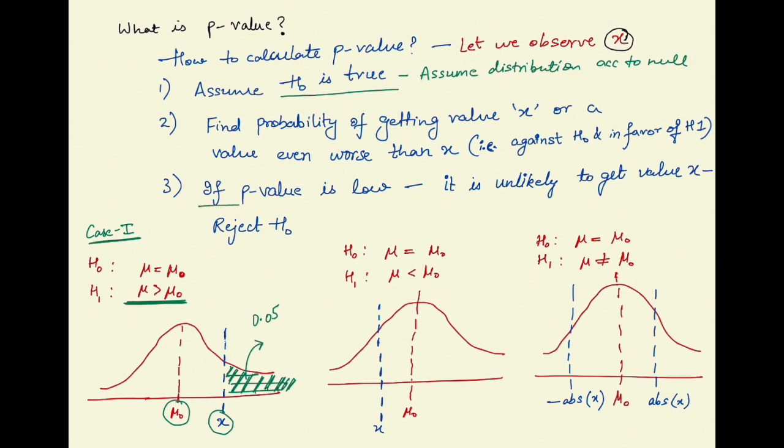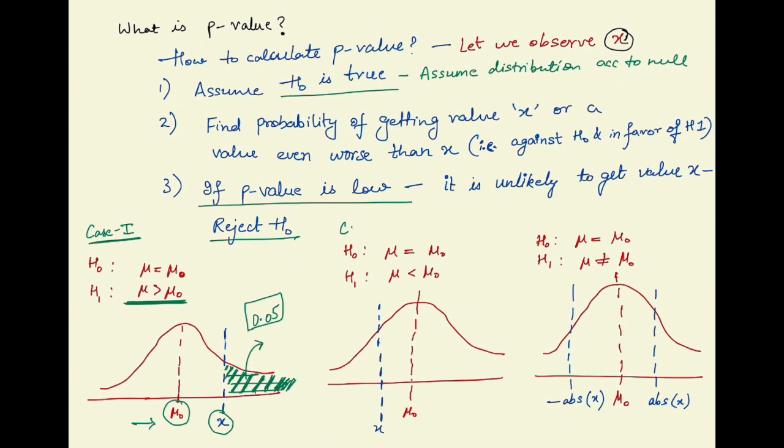If the p-value is low, which means that it is unlikely to get a value x or higher, which means that if we assume the null hypothesis is true, if we assume that the mean is mu naught, but we calculate the probability of getting a value in this region marked in green, and this probability is low, then we can say perhaps x does not belong to the distribution as specified by the null hypothesis, because x is so far away from the mean and this probability is so low that we have to reject the null hypothesis. So this is the basic idea behind p-values.